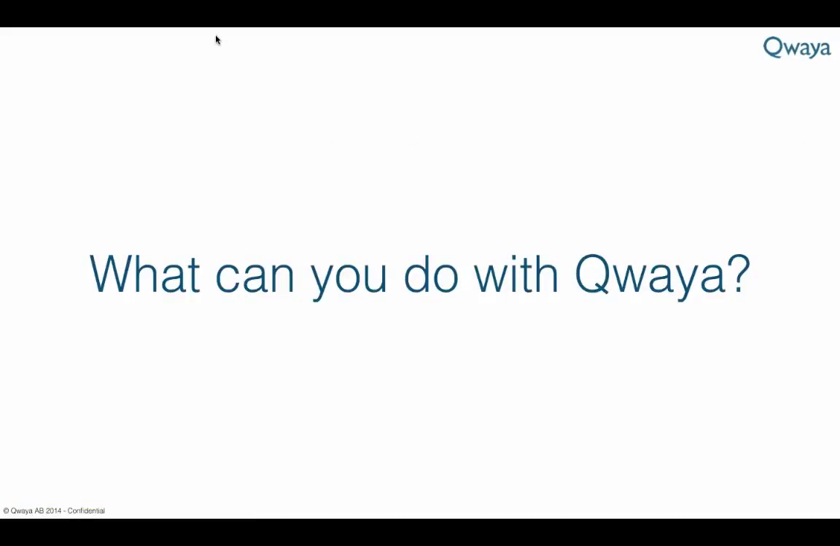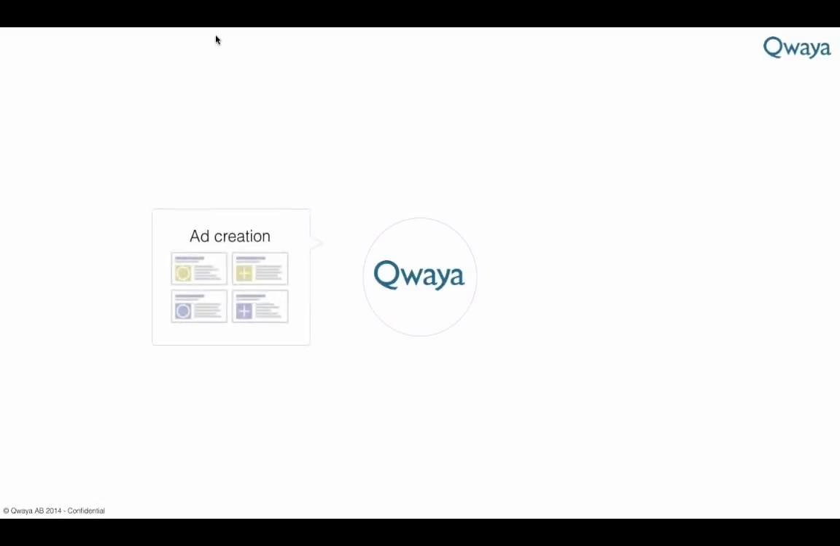So what can you do with Qwaya? With Qwaya, you can easily create multiple ad variations. Just type in the titles you want, and you add the body texts you want and the images you want, and then Qwaya will create one ad for each combination. It's also easier to find your right target group because you can split test your target. So, for example, you can split your target based on age, and then you'll be able to see how the different ad variations are performing in the different target groups.